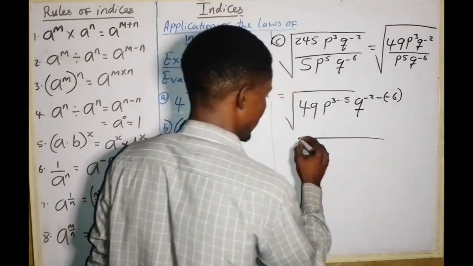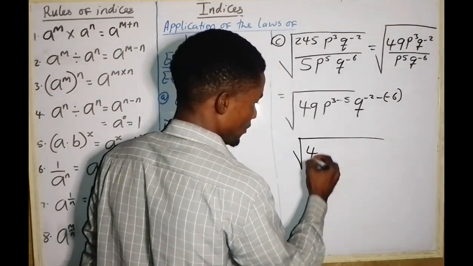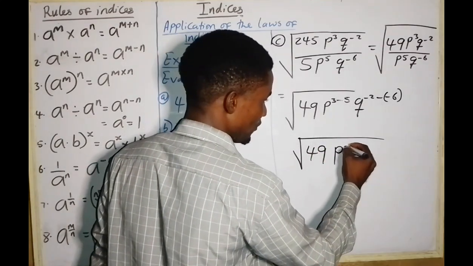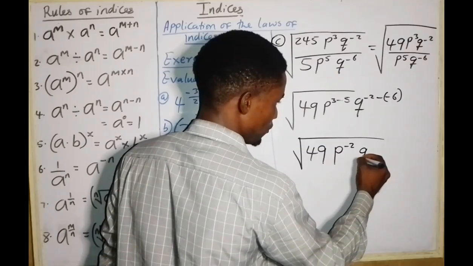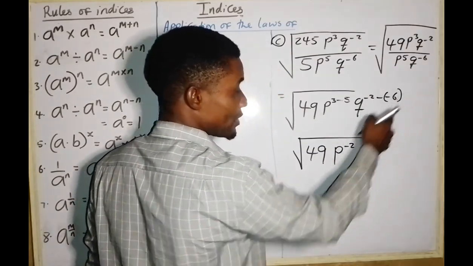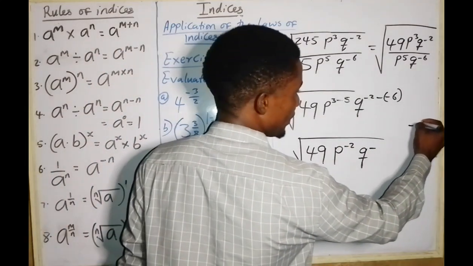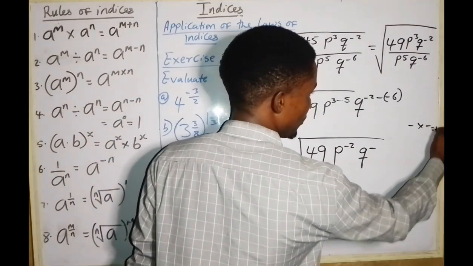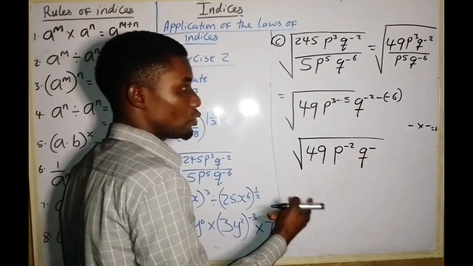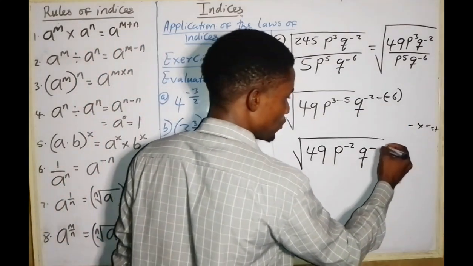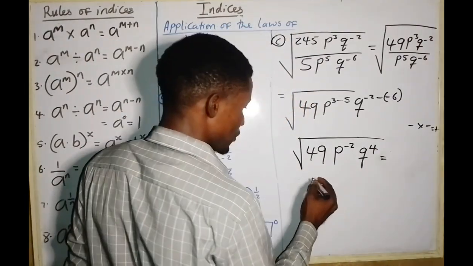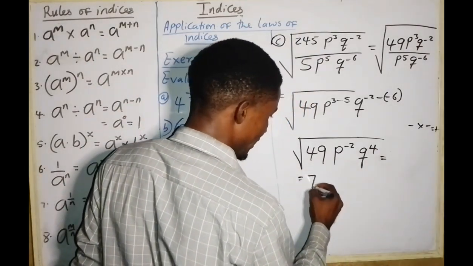So we solve further. We have our square root, 49 p to the power of 3 minus 5, which is going to give us minus 2, and q to the power of minus 2 minus minus 6. Now, minus times minus, don't forget this law, always gives you plus. So we are going to have minus 2 plus 6. Now minus 2 plus 6 is going to give us 4.